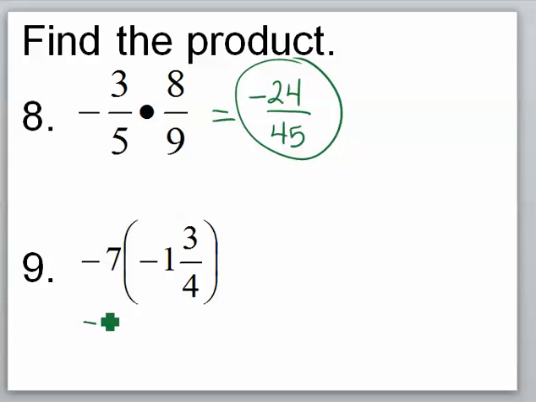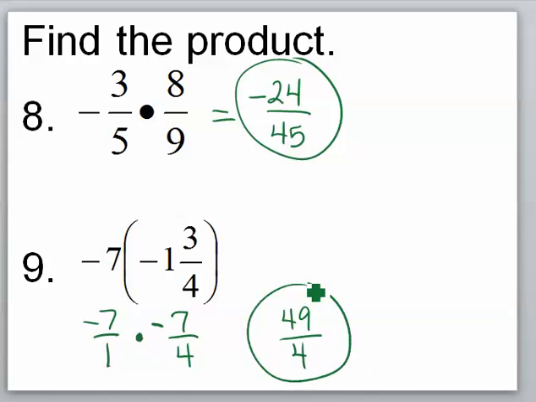The next one here, I have negative 7. I'm going to make this fraction over 1 times. You cannot multiply mixed numbers. You've got to change them to improper fractions. 4 times 1 is 4 plus 3 is 7 over 4. This is a negative. A negative times a negative is a positive 49. And then 1 times 4 is 4. So we get 49 over 4.